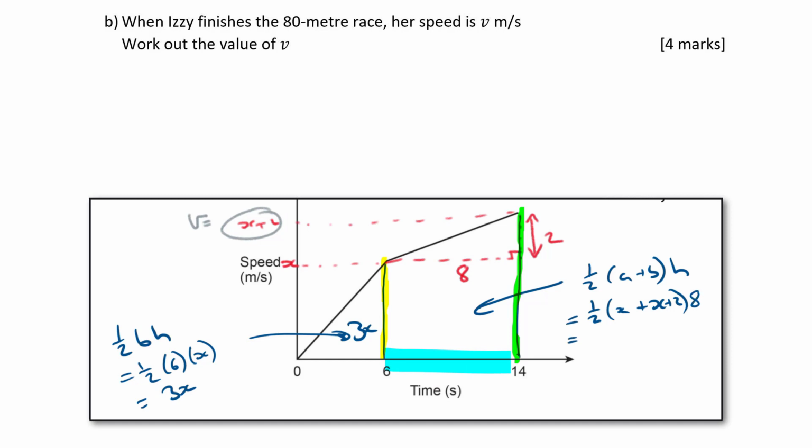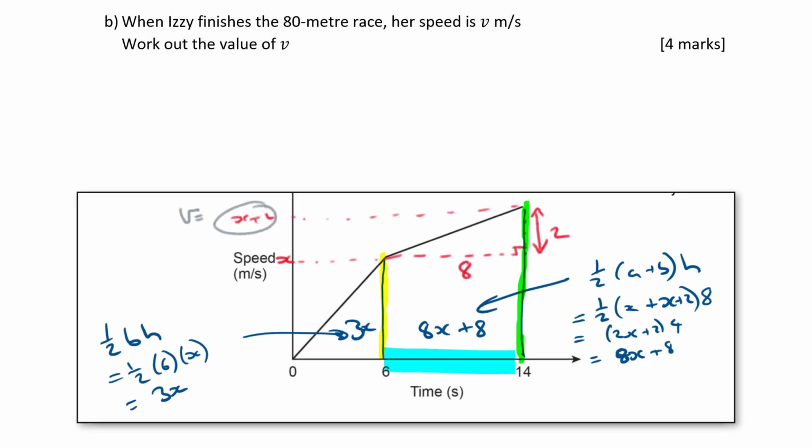Okay, so what's the area of that then? Half 8 is 4. X plus 2 is 2x plus 2. Half 8 is 4 times 4. So just multiplying everything in the bracket by 4, I'm going to get 8x plus 8 then, isn't it? So that area is 8x plus 8. So the combined area then is 3x plus 8x plus 8.